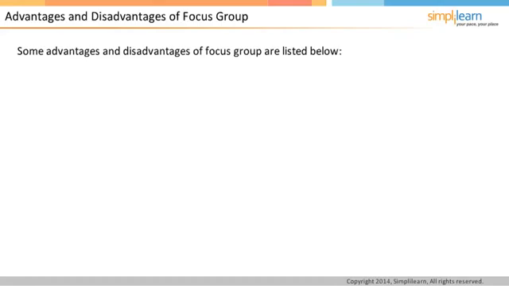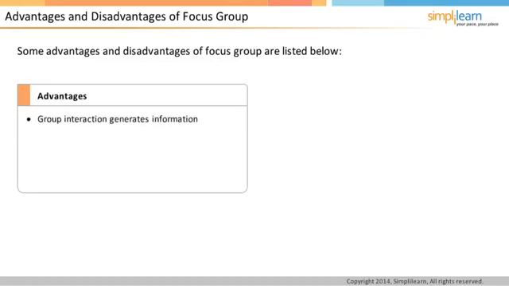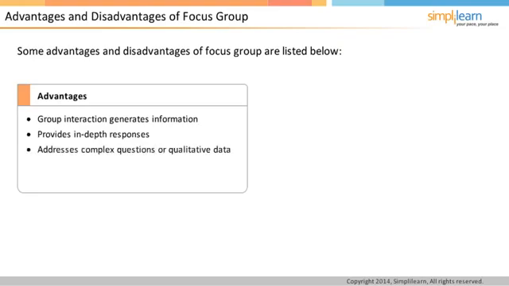Let us now discuss the advantages and disadvantages of using a focus group for data collection. The interaction in a focus group generates information, provides in-depth responses, and can address more complex questions or qualitative data. It is an excellent platform to get critical to quality or CTQ definitions as well.